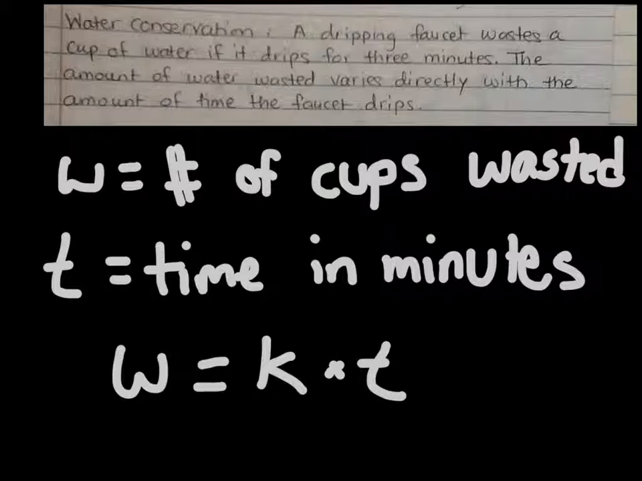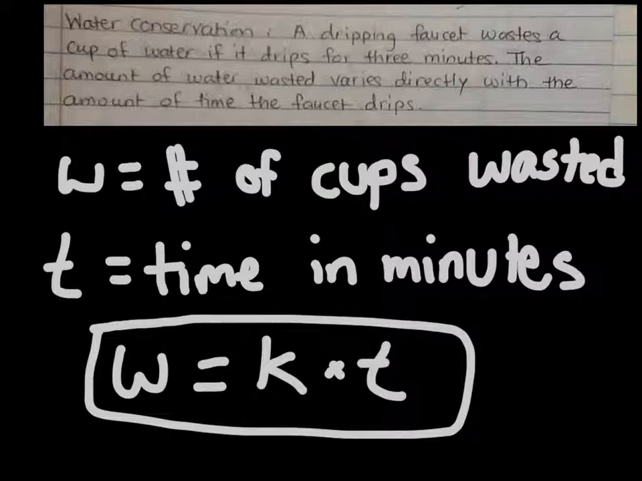Alright, let's go over the formula we have just created. W is the amount of water in cups that it drips. T is the amount of time the faucet drips. And K is a constant factor which says, if the water's dripping for X amount of time, times K, you'll get that one water cup. Let's go on to the next slide, and I think it'll be more clear when I show you how we do it.